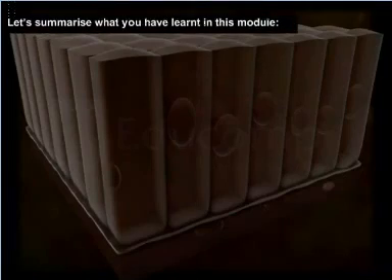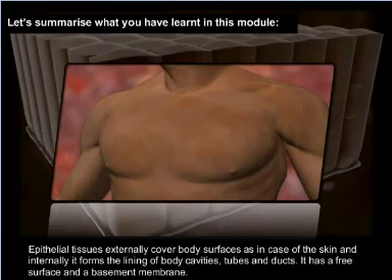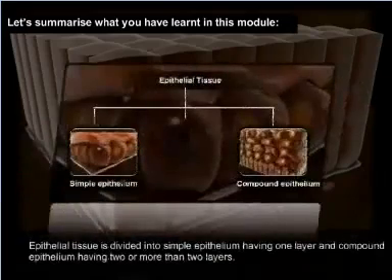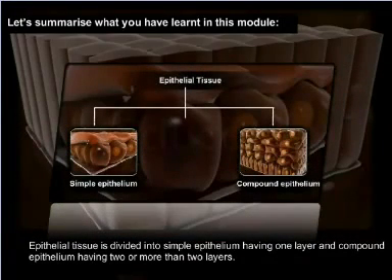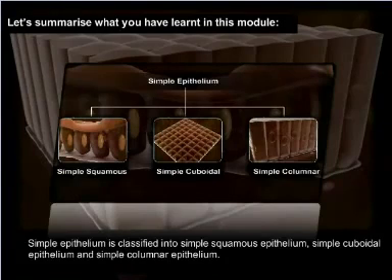Let's summarize what you have learned in this module. Epithelial tissues externally cover body surfaces, as in the case of the skin, and internally form the lining of the body cavities, tubes, and ducts. It has a free surface and a basement membrane. Epithelial tissue is divided into simple epithelium having one layer and compound epithelium having two or more layers. Simple epithelium is classified into simple squamous epithelium, simple cuboidal epithelium, and simple columnar epithelium.